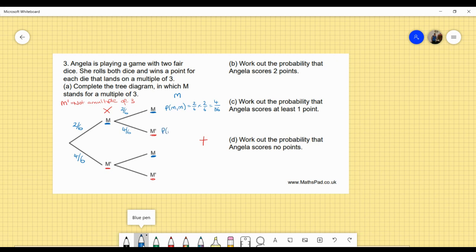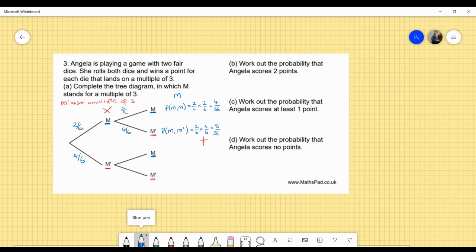Your next one then is a multiple of 3 and not a multiple of 3. So it's got the apostrophe. So it's going to be the 2/6 multiplied by the 4/6. 2 times 4 gives me 8, over 6 times 6 gives me 36. Okay, and I'm going to let you carry on from there. Then you can work out the answers to the questions.